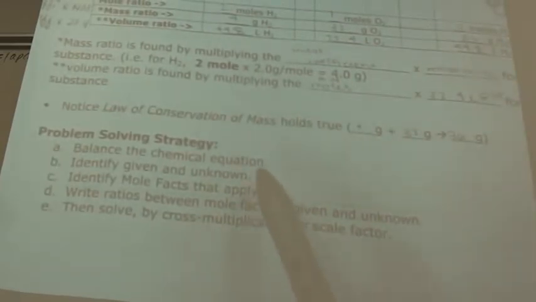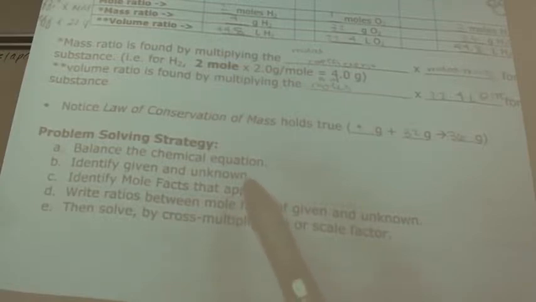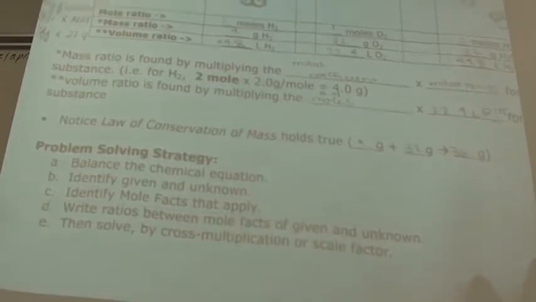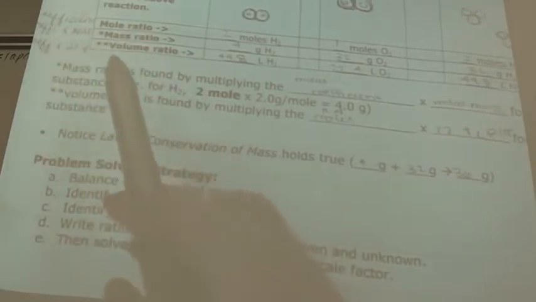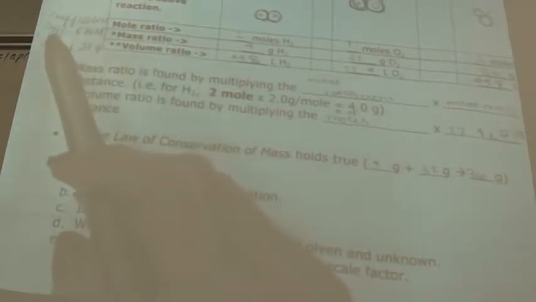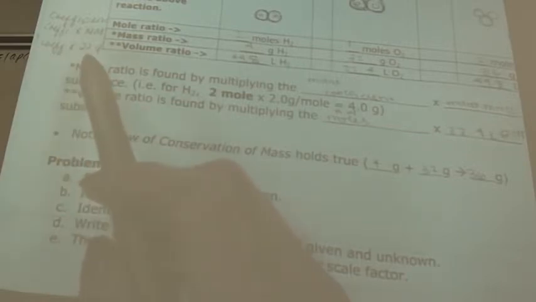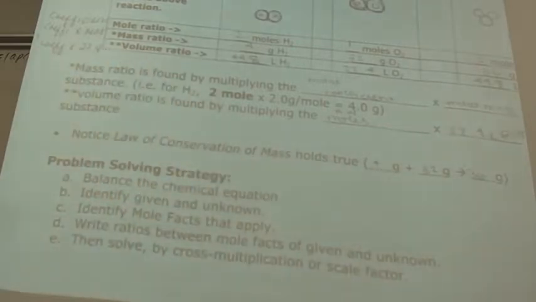Our problem-solving strategies are this. Before you do anything, you must balance the equation. Then you identify the given and the unknown, and you put it on top of your box. Identify the mole facts that apply. I think we had 3 kinds of mole facts. The mole ratio, which was equal to the coefficient. The mass ratio, which was the coefficient times the molar mass. And the volume ratio, the coefficient times 22.4 liters. We recall we can only use the volume ratio with gases. There's one more that I left off. What is it? The particle ratio, which is the coefficient times Avogadro's number.